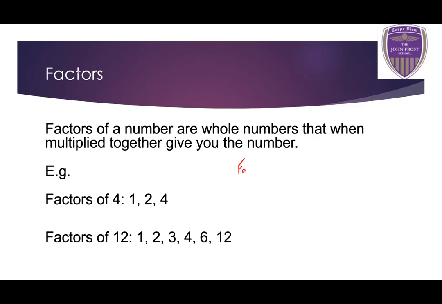Because if we think about factors of 4, what numbers can we multiply to get 4? Well, we could do 1 times 4, and we could do 2 times 2. So there we've got the factors of 4, which are 1, 2, and 4. And let's think about the factors of 12. What are the factors of 12?